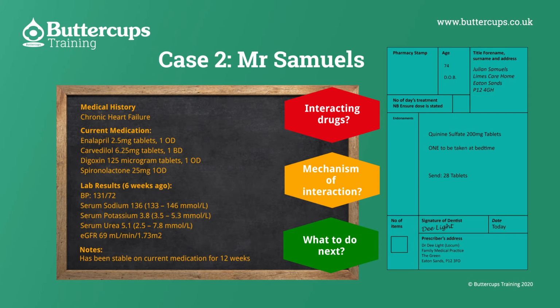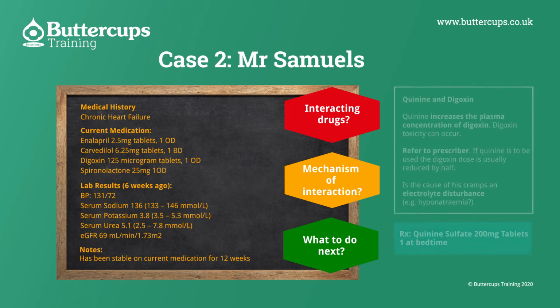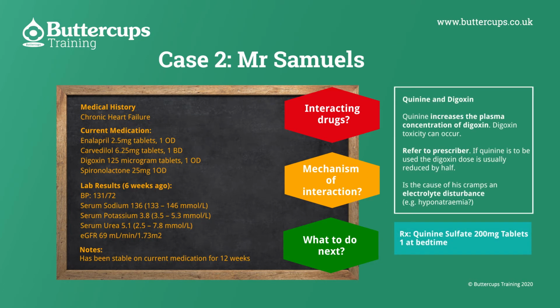However, he has been stable on these for some time, and lab results 6 weeks ago seemed to be normal. The interaction which should concern us the most is quinine and digoxin, however. Quinine is well known to increase plasma concentrations of digoxin by reducing excretion and the volume of distribution of the drug, which can cause a range of toxic symptoms, ranging from nausea and vomiting to death.